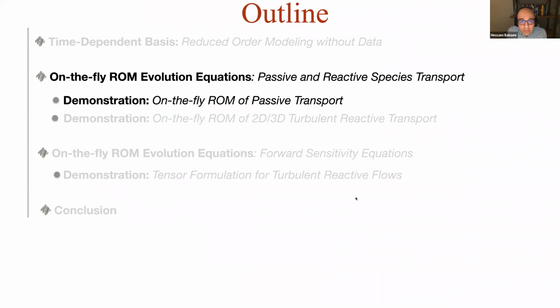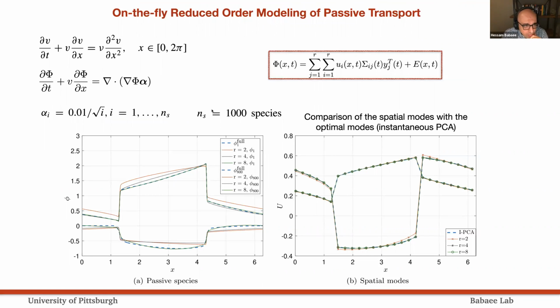So I want to show you some more results on the passive transport equation. Let's say the velocity field is advanced by Burgers' equation, which has shocks, and then we have 1,000 species. But these species have different diffusivity, and we just chose this one. So they are actually an order of magnitude different in the diffusivity. And here we solve this system.